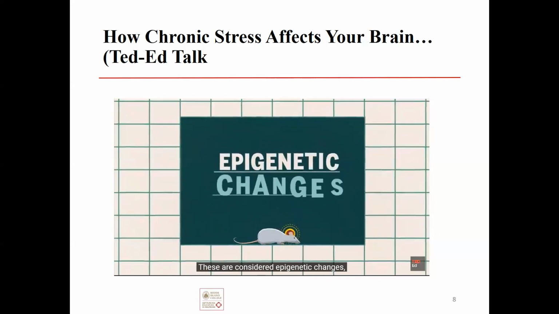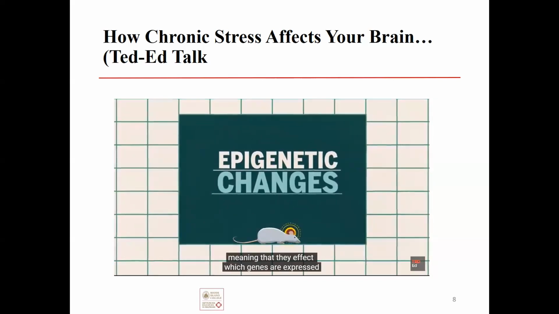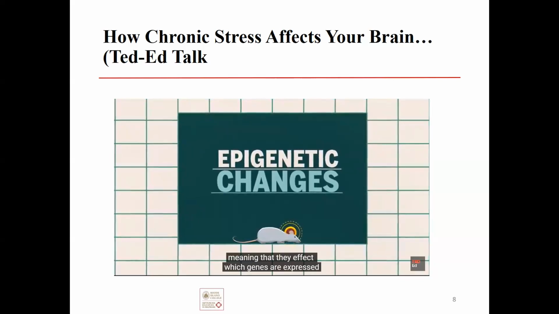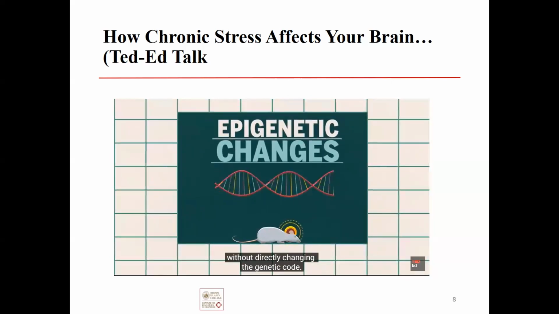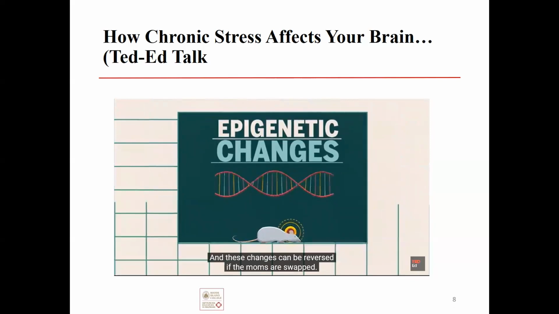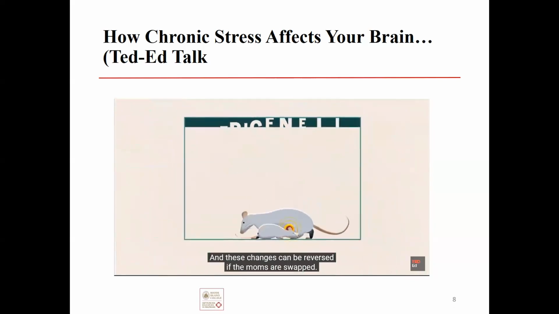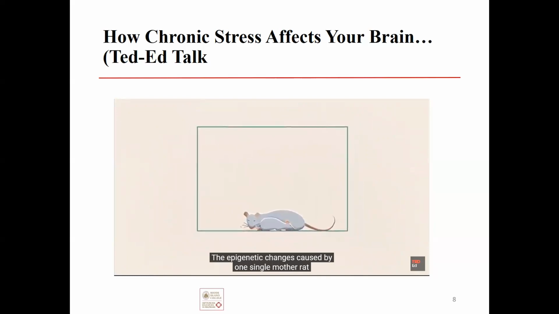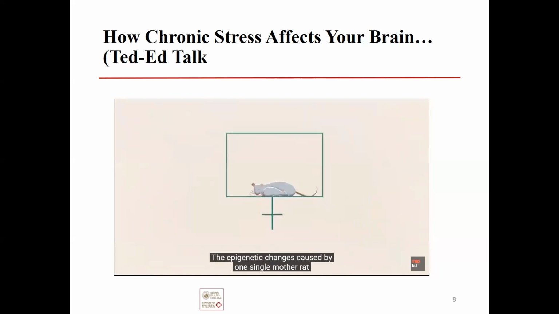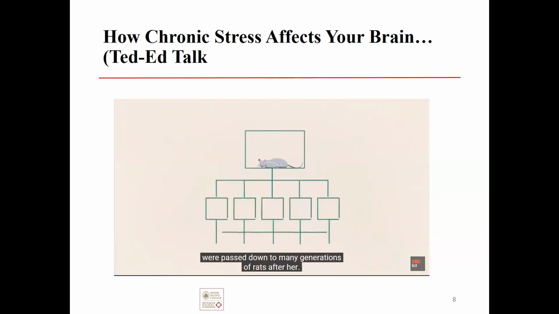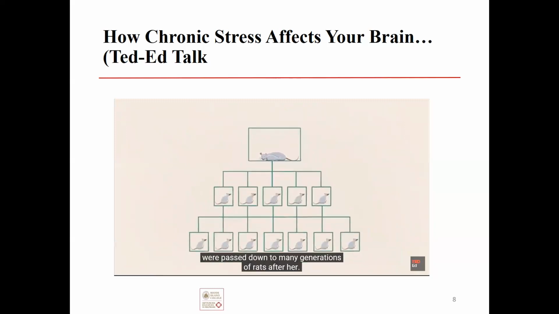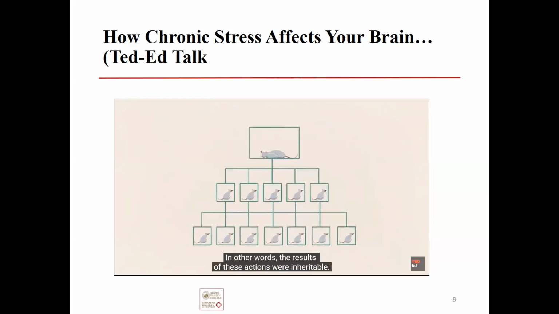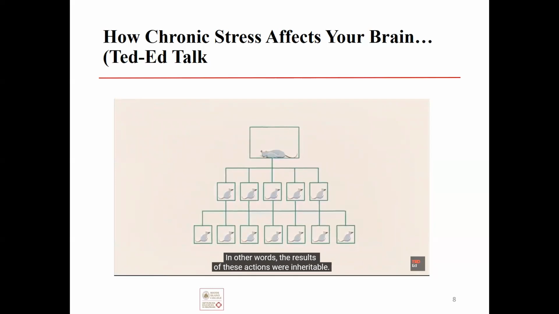These are considered epigenetic changes, meaning that they affect which genes are expressed without directly changing the genetic code. And these changes can be reversed if the moms are swapped. But there's a surprising result. The epigenetic changes caused by one single mother rat were passed down to many generations of rats after her. In other words, the results of these actions were inheritable.